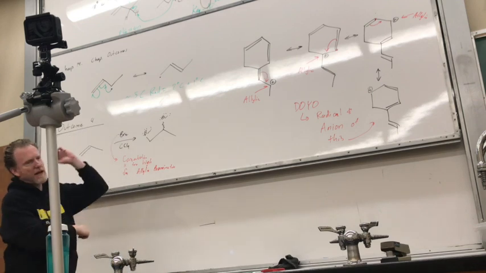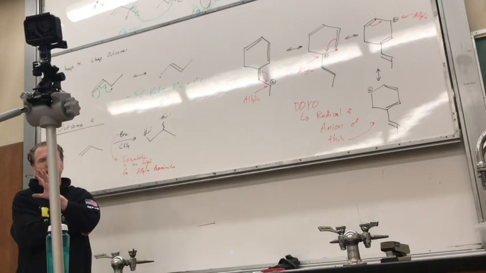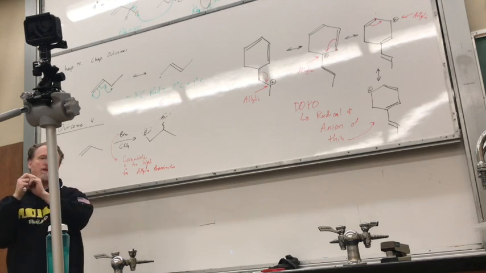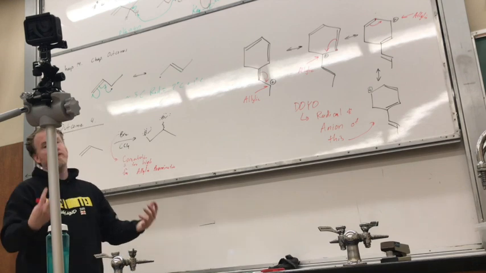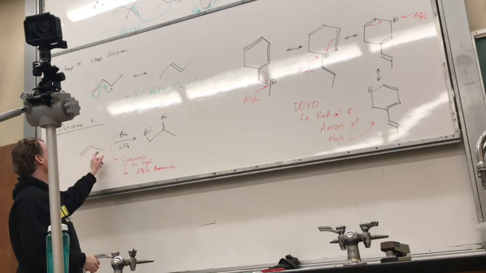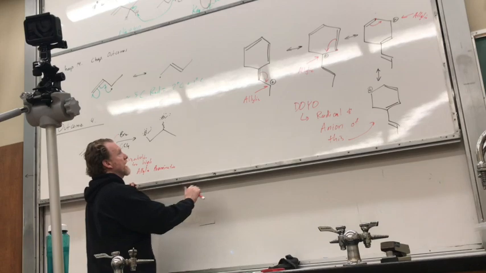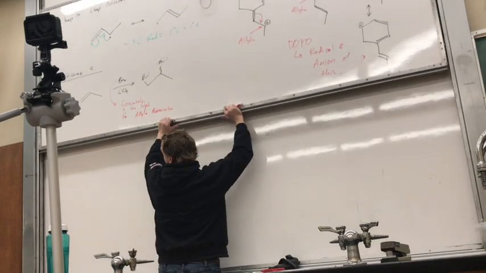But if we can get the concentration of bromine really low and we shine light at it, then before a bromine molecule can run into the pi bond, the light might make it into radicals. And when it's in a radical form, that's when I'll get allylic bromination. So let me show you how you do that.